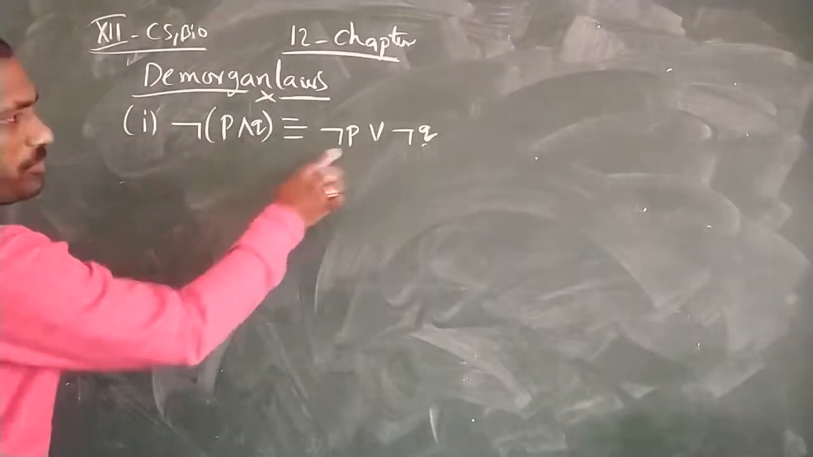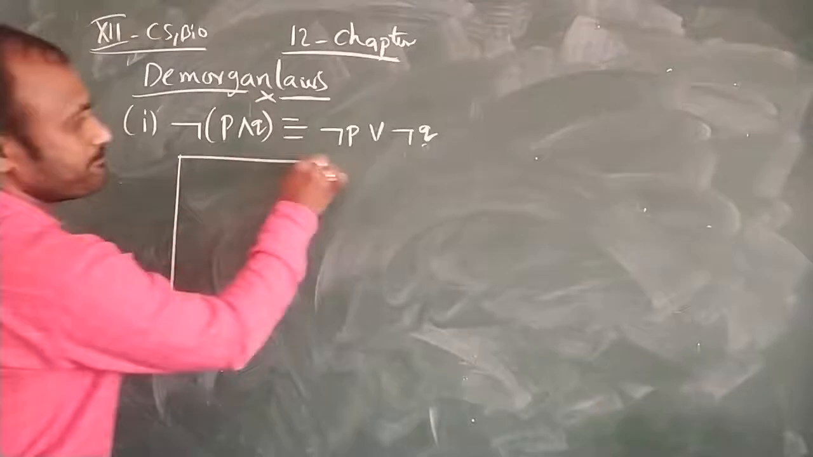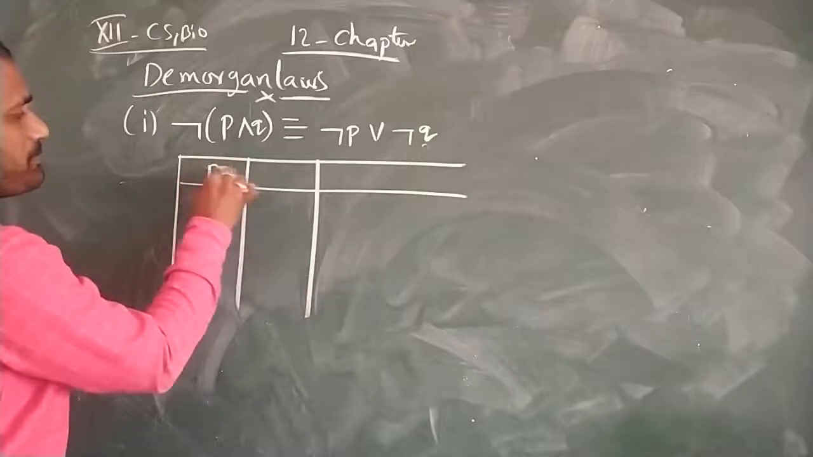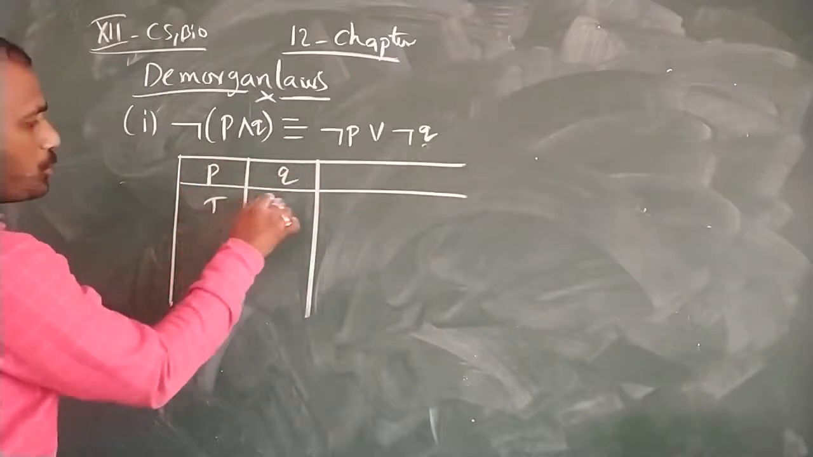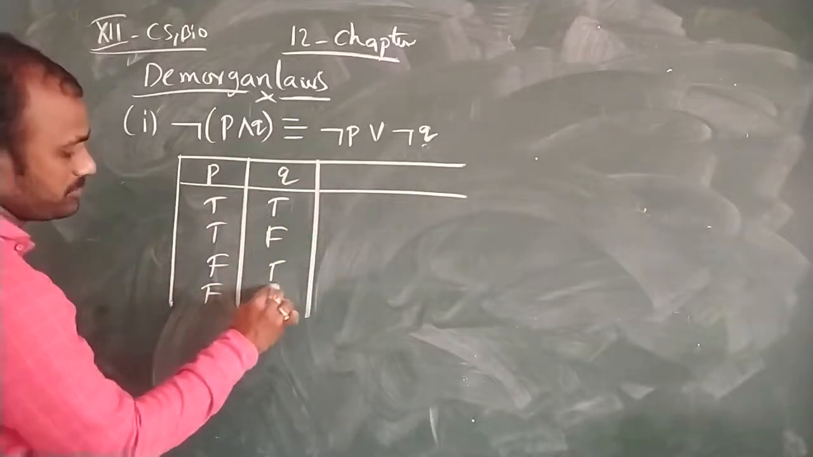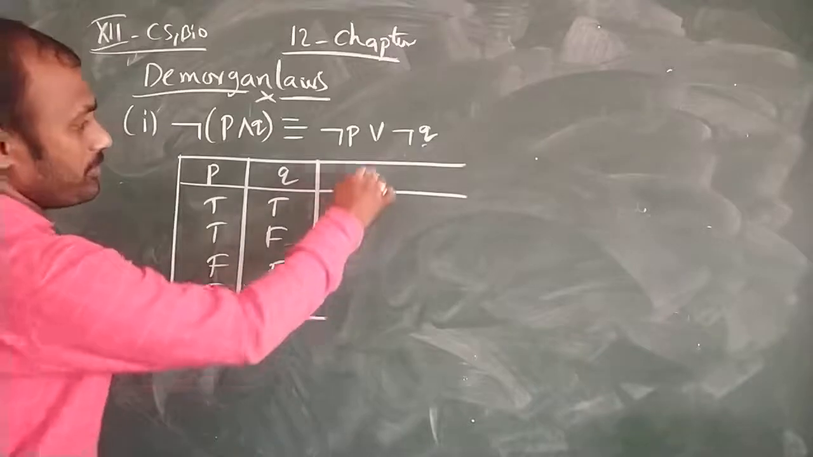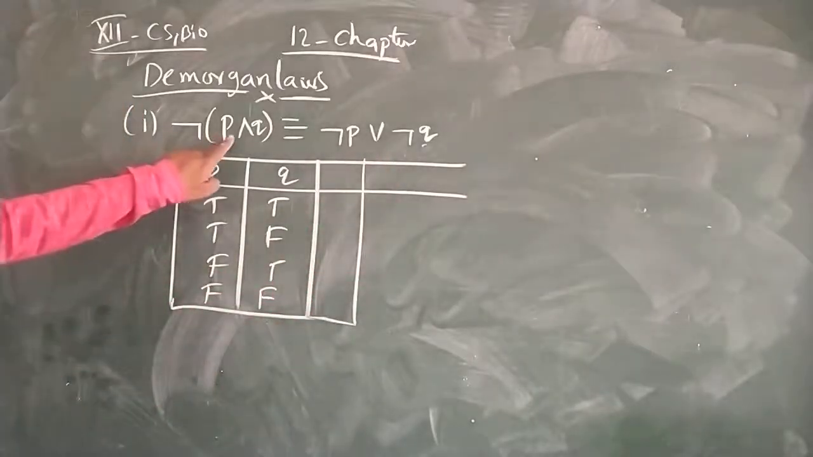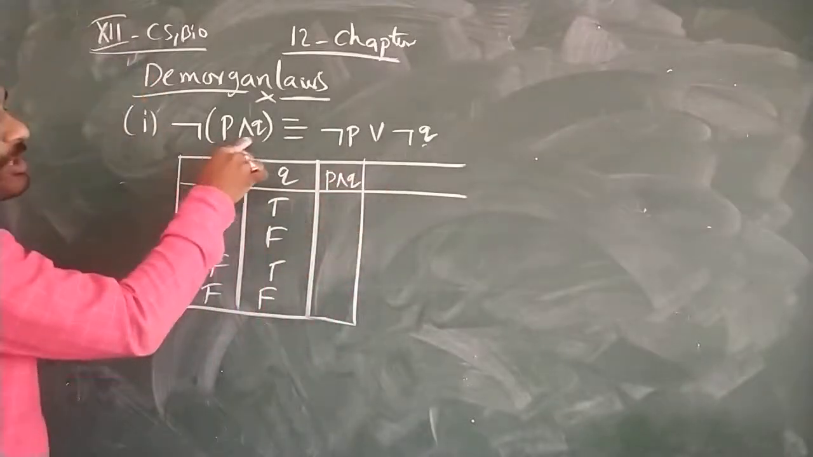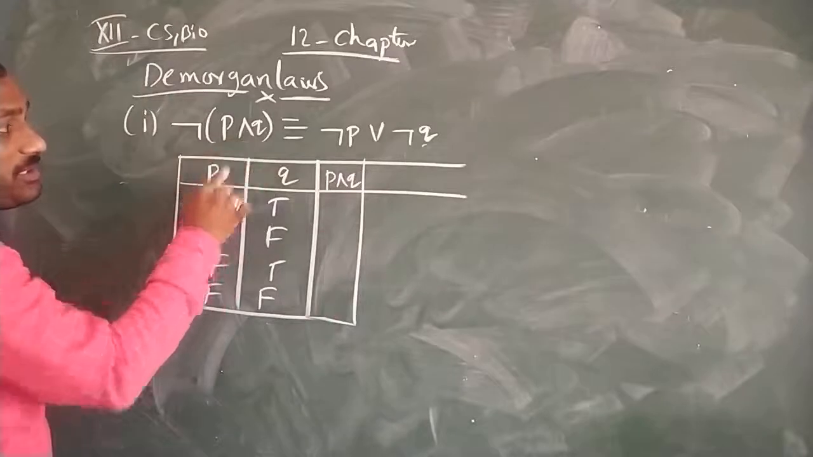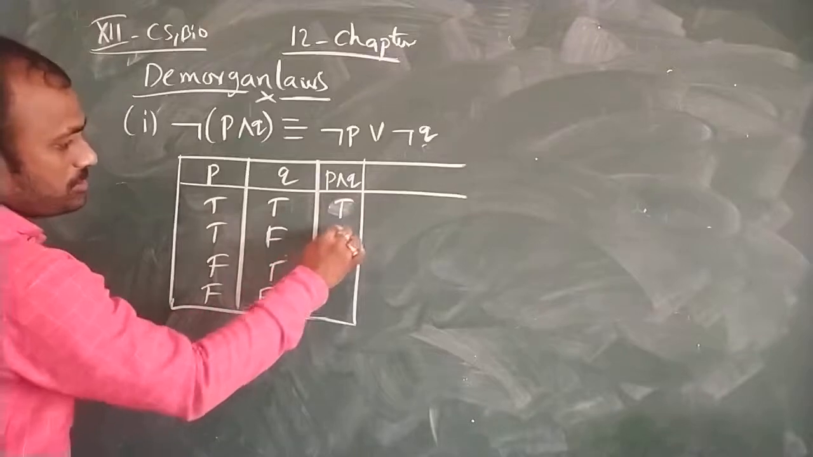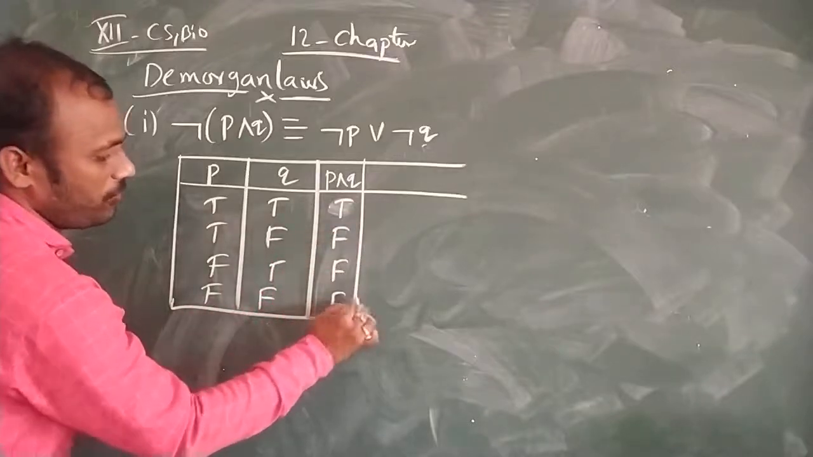Since there are two variables, we know that totally 4 rows are required. So here it is P, here it is Q. So true, true, true, false, false, true, false, false. So here, first there is P and Q. We already know the truth table of the conjunction is that whenever the true, true row is there, it is true. Remaining all cases will be false. So the remaining 3 cases also will be false.